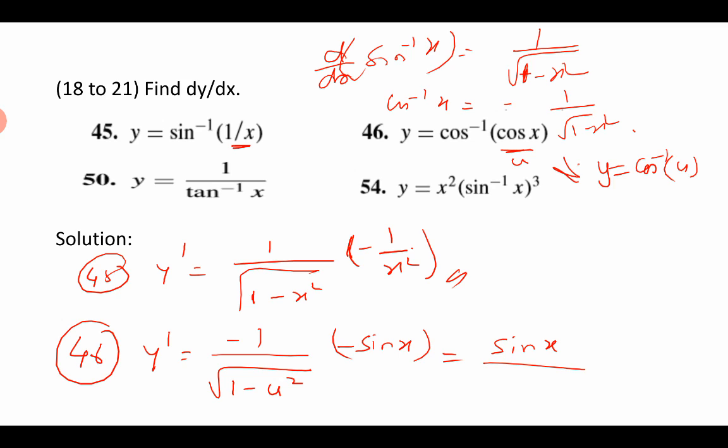What is u? Cosine. So 1 minus u square is 1 minus cosine square, and the square root is again sin x, but here it is plus or minus sin x, isn't it? A positive square root. Depending upon whether this is positive or negative, you will get plus or minus 1 as an answer.